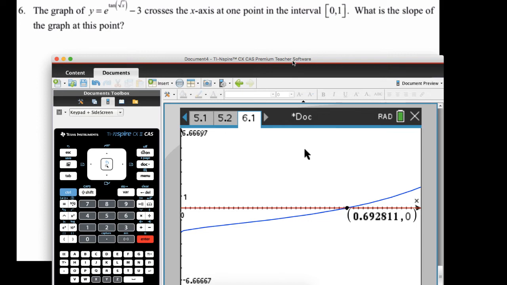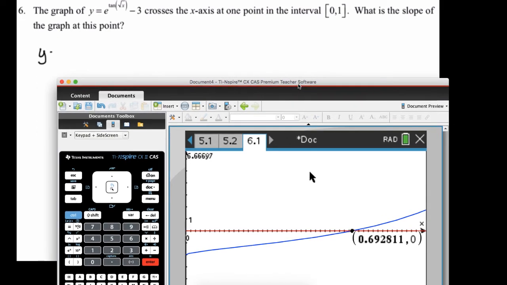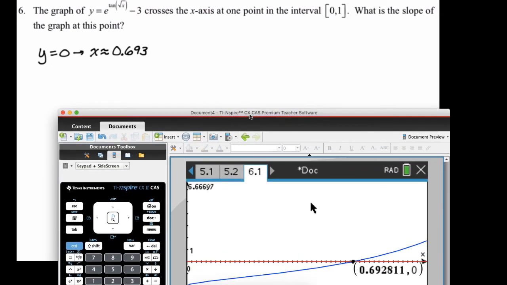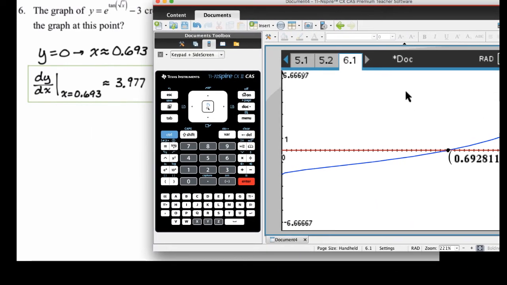Okay, so let me first say what I was doing there. I was trying to find when y is equal to 0, and when y is equal to 0, I found that the x-coordinate is 0.693. Now the problem is asking, what is the slope of the graph at this point? So that's saying find dy/dx when x is 0.693. I have all the values stored, so let's actually find it. You can see I get 0.3977.